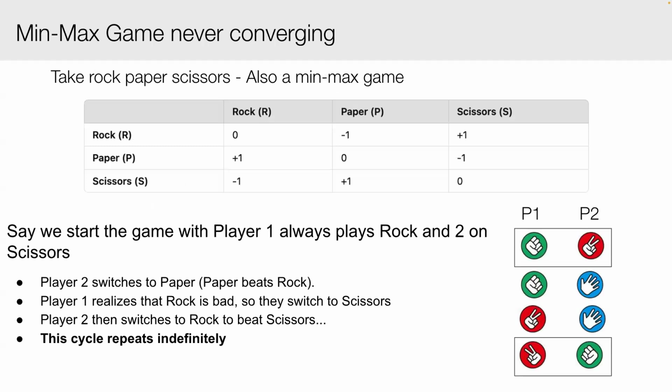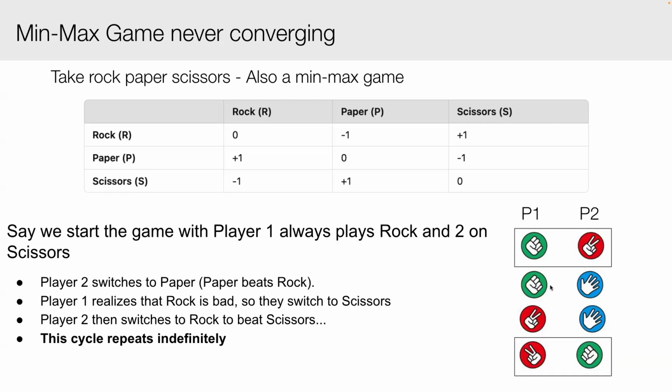The second, more complex one is that the min-max game could possibly never converge, right? So think of rock, paper, scissors. Let's say player 1 starts with the strategy of always going rock. Player 2 starts with always going scissors, just randomly initialized strategies. Well, player 2 after the first game is like, okay, rock is weak against paper, I'm going to switch to paper. They play a game. Player 1 loses this time.